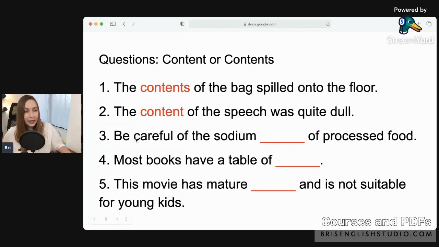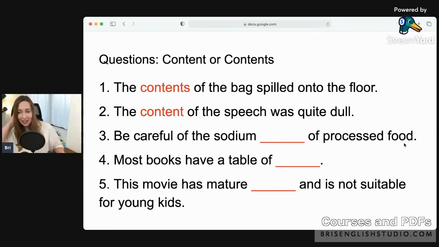Number 3: be careful of the sodium something of processed food. Sodium means salt, so we're talking about the amount of salt in processed food. Processed food is food that has already been made, has lots of salt, and is pre-packaged. Be careful of the sodium of processed food.